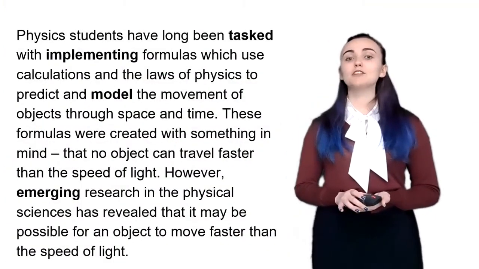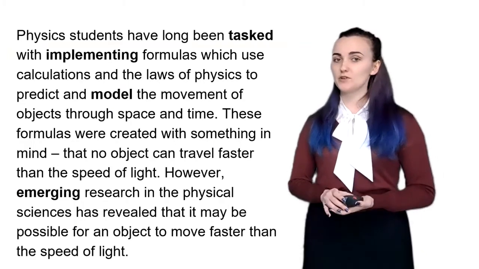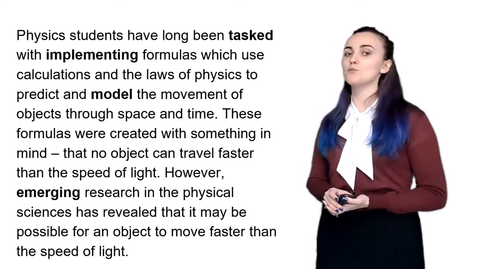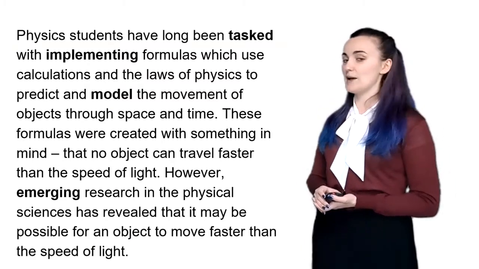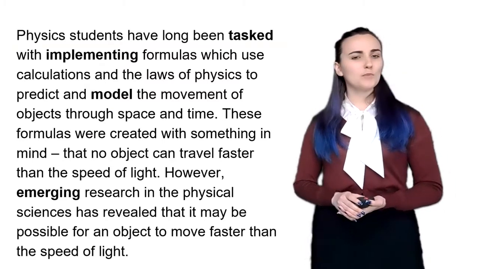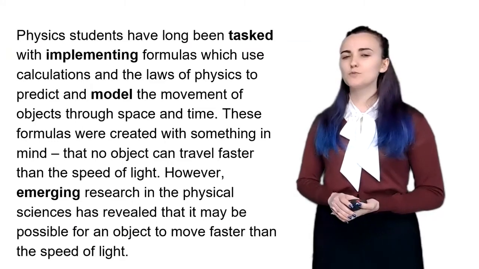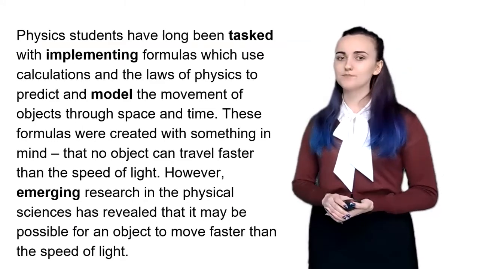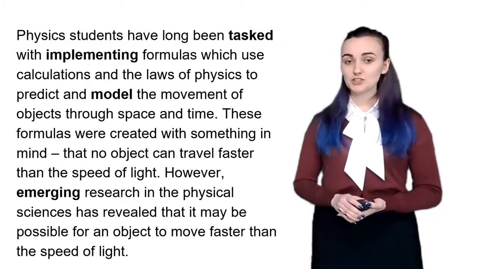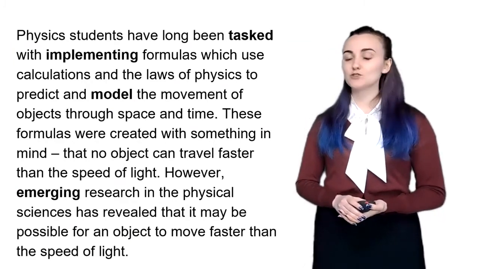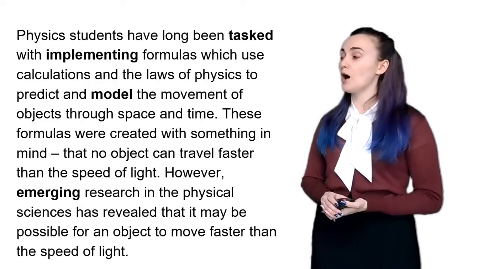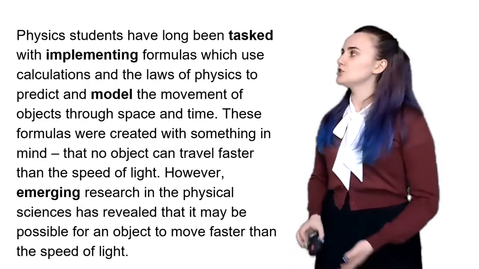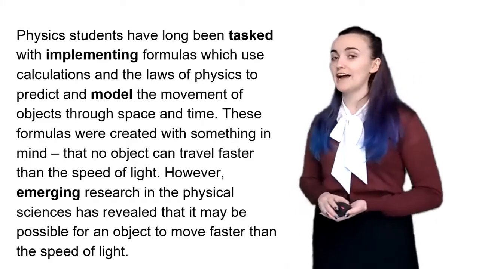Physics students have long been tasked with implementing formulas, which use calculations and the laws of physics to predict and model the movement of objects through space and time. These formulas were created with something in mind, that no object can travel faster than the speed of light. However, emerging research in the physical sciences has revealed that it may be possible for an object to move faster than the speed of light. Very interesting.